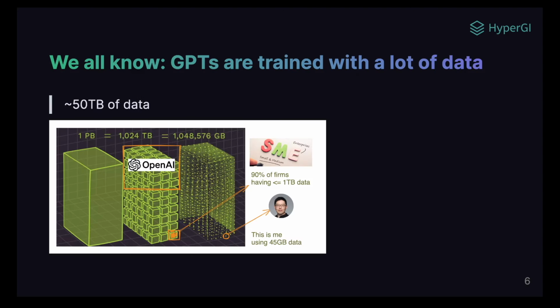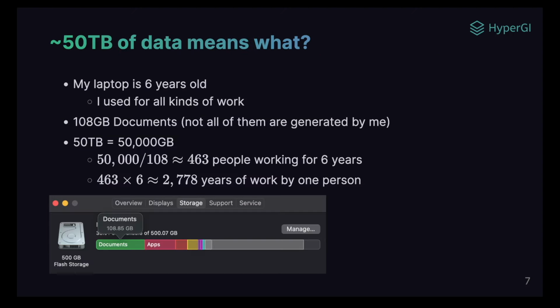If you have watched my previous video, you will know that I explained the size of the data that OpenAI used to train GPTs. Here's the image again. It shows the scale of the data. It is really huge. Look at the right corner. A small dot is me, using 45 GB of data to train a small text retrieval system. For most small and medium-sized companies, the maximum data they could accrue in their whole lifetime is probably 1 TB, even less than that. And OpenAI used around 50 TB, even way more than that. It's a huge box.